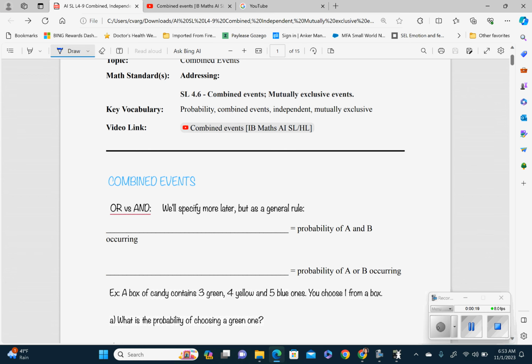So the probability of A and B occurring, the way that we write that is probability of A, and then "and" is this little symbol right here, B. So we're going to learn a probability thing, and what this means is the probability of A and the probability of B happening. Generally, what we're going to be doing when we use "and" is multiply. There are some exceptions which we're going to go over in a bit.